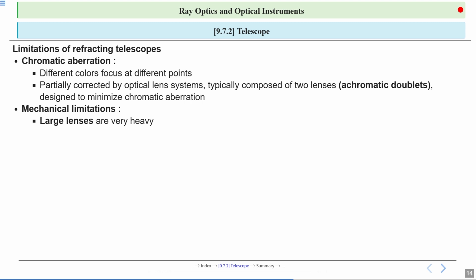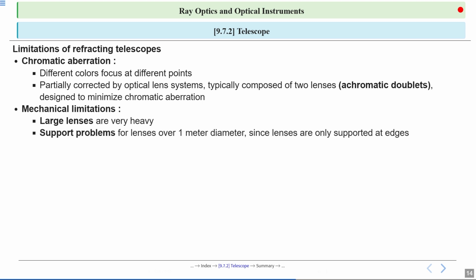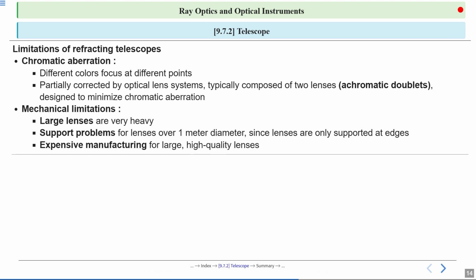Manufacturing large, high quality lenses is also very expensive. Large lenses are very, very heavy, so they are difficult to hold within the telescope because they are supported only at the edges. There is a support problem for lenses over 1 meter since lenses are only supported at the edges. Also, manufacturing large high quality lenses is expensive.